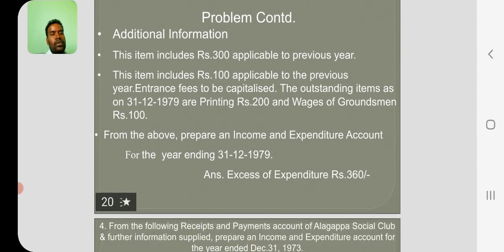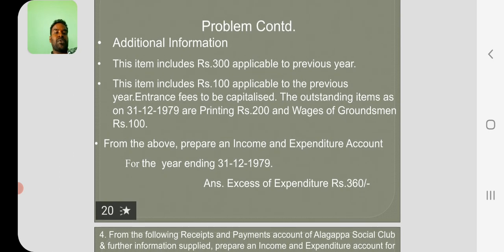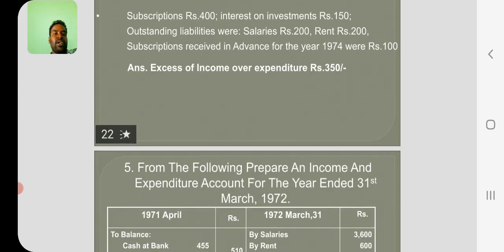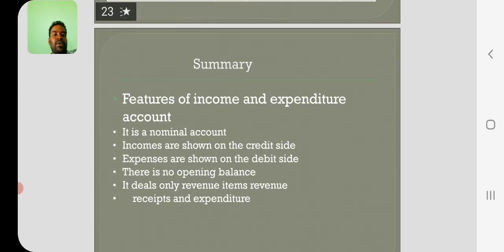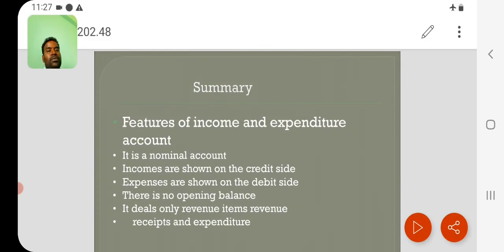So additional information: this item includes rupees 300 applicable to the previous year. This item includes 100 applicable to the previous year, and entrance fee to be capitalized, along with the outstanding items. So all these are considered, and mixing these receipts and payments account and additional information, we have to prepare the income and expenditure account. The same as before. So by solving these problems, you may be able to prepare the income and expenditure account very thoroughly. Okay, thank you.